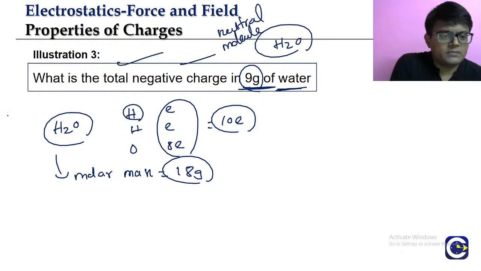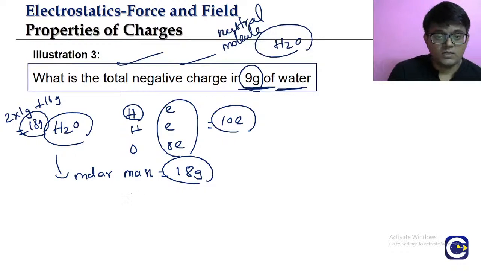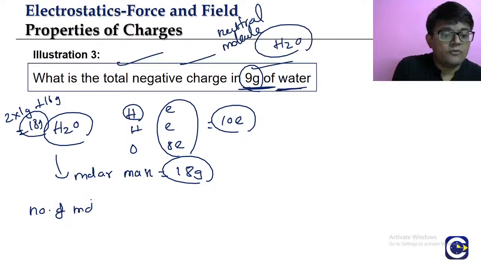There are 2 hydrogen atoms. Gram atomic mass of hydrogen is 1. And what is the gram atomic mass of oxygen? 16 grams, right? Total comes to 18 grams. That is the molar mass of water. Okay, so what is the given mass? 9 grams. So from this we can find the number of moles of water.